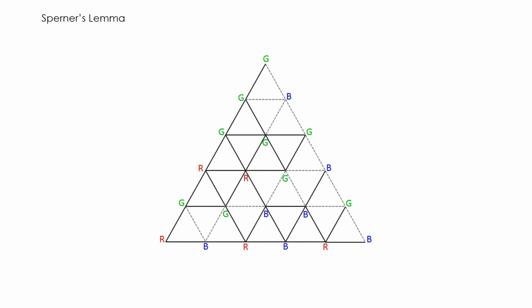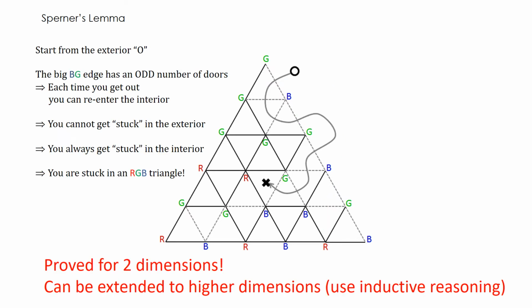We could have chosen another trajectory. For instance, we could have used this door as our starting point and then exited this way and then maybe entered through this door and then here, and this is where we get stuck. And again, it's an RGB triangle. So we just proved Sperner's lemma for 2 dimensions, and using induction, it can be extended to higher dimensions, 3 dimensions, and from 3 dimensions to 4 dimensions, and so on.